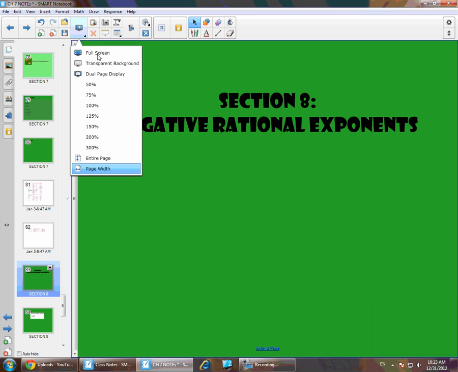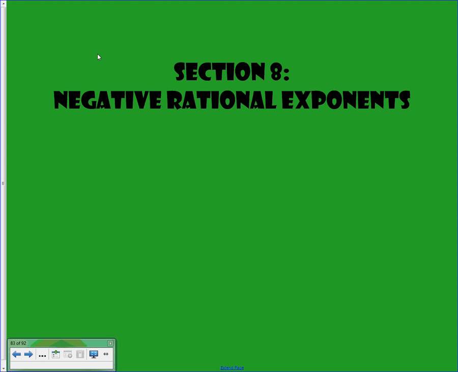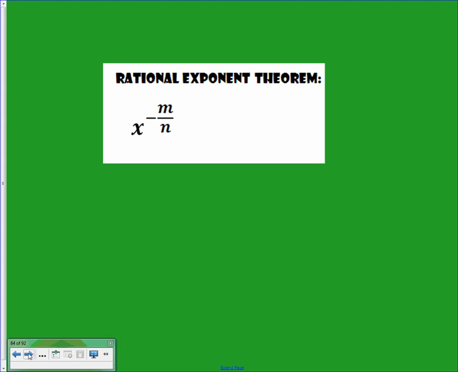Chapter 7, section 8 is on negative rational exponents. So we're going to take everything we did yesterday, which built upon the day before, and add one more step, which is a negative. These are the exact same steps, only now we're adding a negative. To break this down, we're going to do x to the 1 over n, and then we're going to do that to the negative m. Same idea, breaking it apart, and now we're just adding the negative.